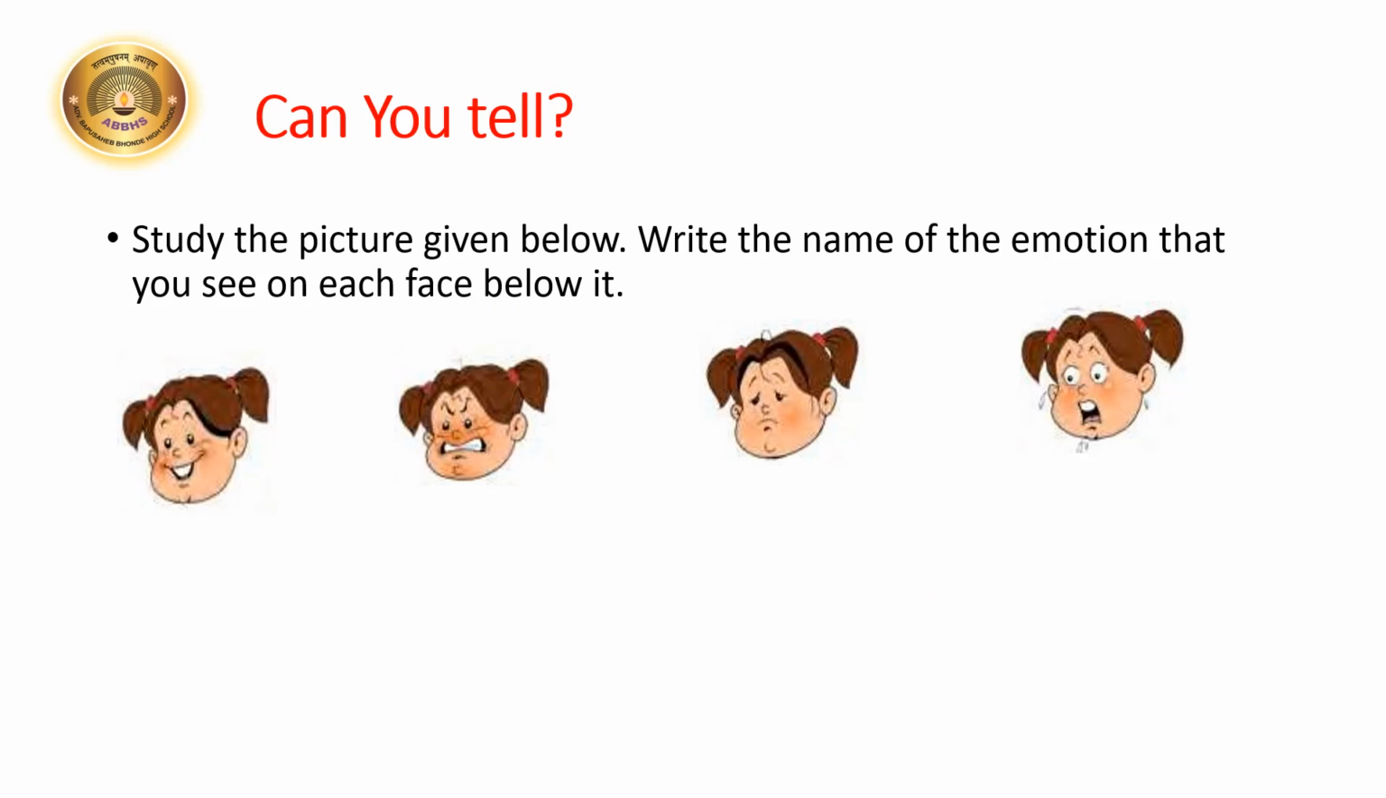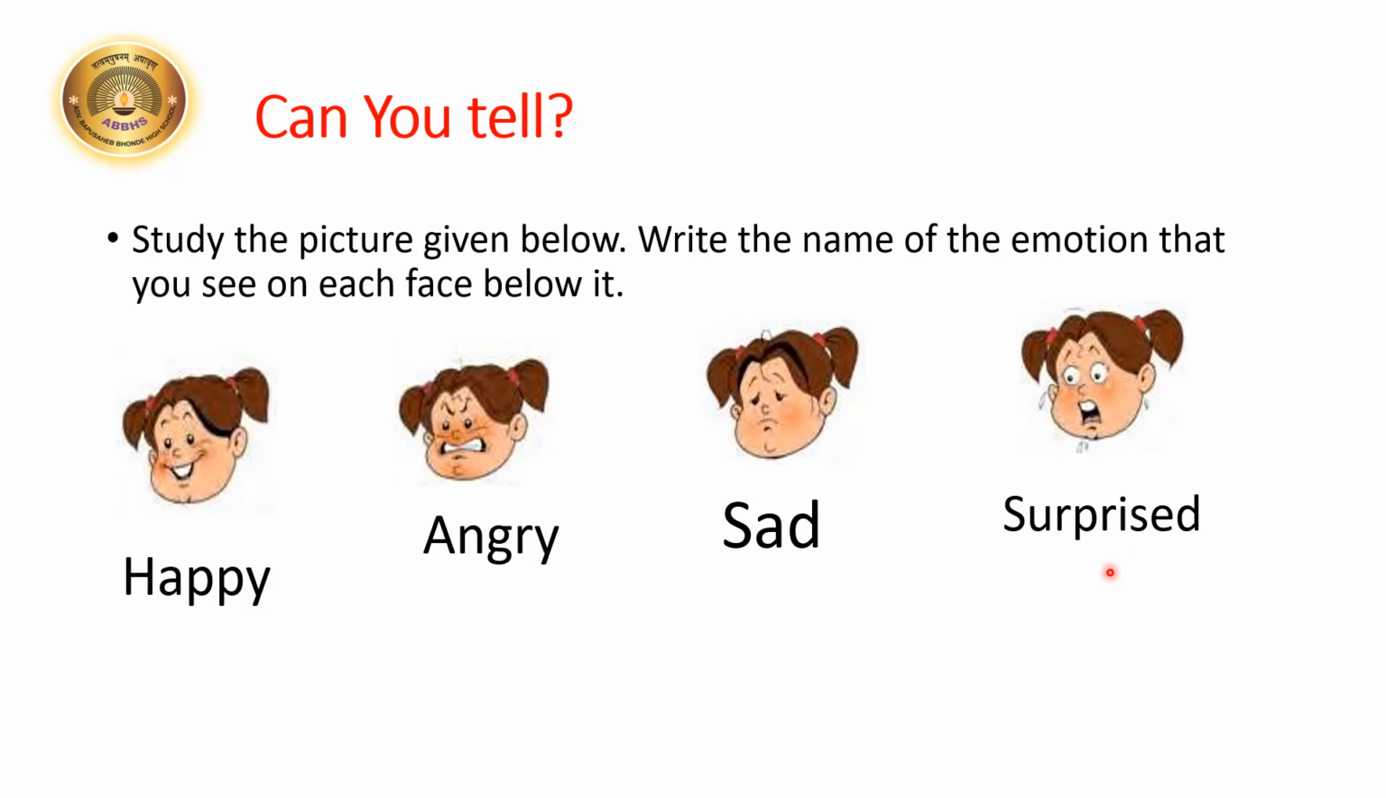Next concept. Can you tell? Study the picture given below and write the name of emotions that you see on each face below it. Observe this first picture. This picture shows which emotion? Yes, it shows happy emotion. Then observe the second picture. Which emotion is it? It is angry emotion. Then observe the face in the third picture. This shows sad emotion. Now the fourth picture. It shows surprised emotion.